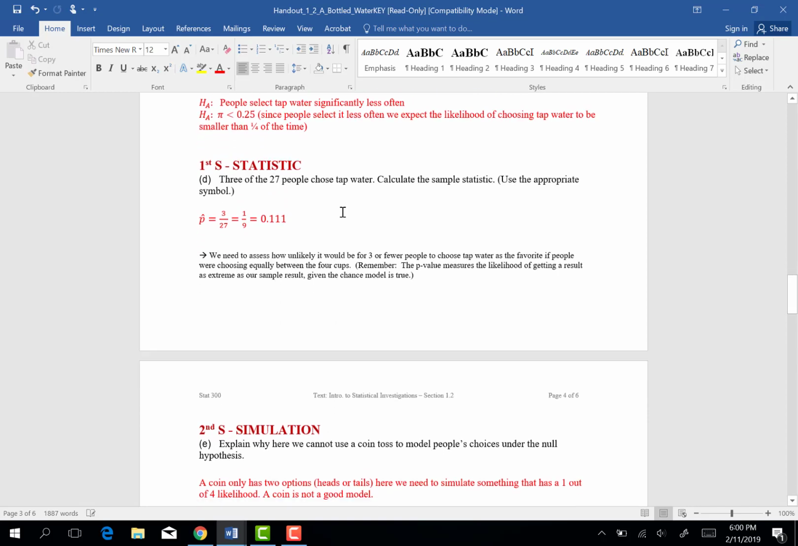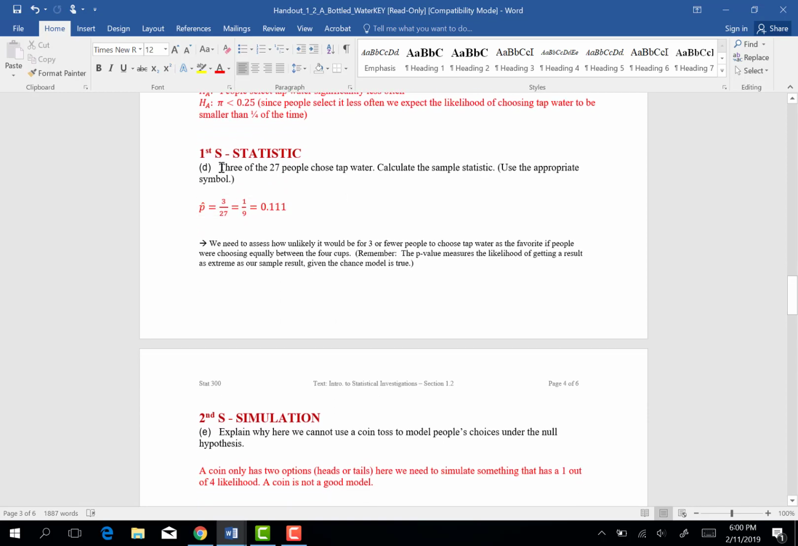Our first statistic is the data. So 3 out of the 27 people chose tap water. The sample statistic, using the appropriate symbol, is p hat. P hat is the symbol for the sample proportion, which is 0.11.